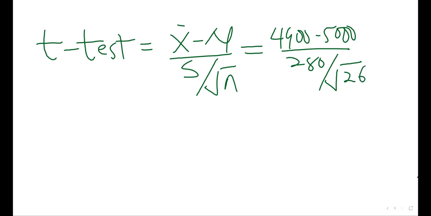So yours is to just take your calculator, and don't make the mistake of dividing. 4,900 minus 5,000 is negative 100. The temptation is that you divide negative 100 by 280. That's wrong. Rather, go and solve what is down here first: 280 divided by the square root of 26. Whatever answer you get, you now divide the negative 100 by that answer. When you calculate the way it's supposed to be calculated, you're going to get a value of negative 1.83. In absolute terms, it will be with a bar, 1.82 or 1.83. It depends on where you rounded.